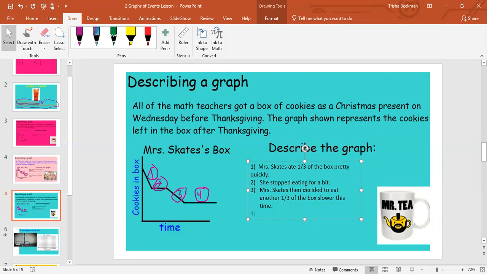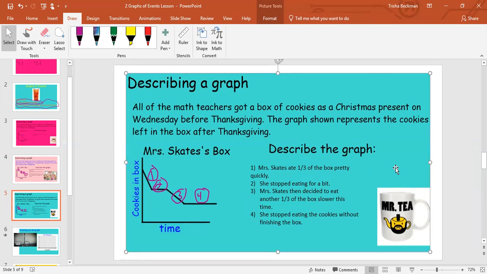And number 4, we can say that she stopped eating the cookies. Did she ever finish her box of cookies? Unlike the rest of us, she did not. She must have gotten full or gave them away. So she stopped eating the cookies without finishing the box.